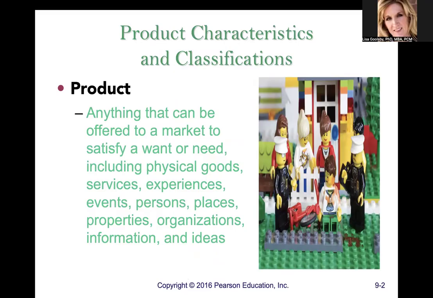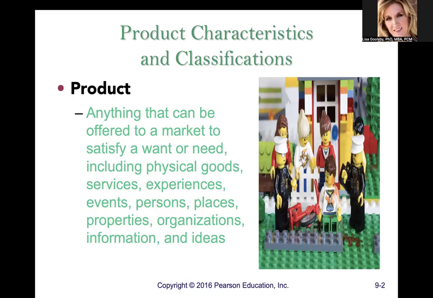So let's take a look at product characteristics and classification. Anything that can be offered to market, anything that satisfies a customer's want or need can be considered a product. So it could be a tangible physical good, something you can touch or feel. It could be a service, a visit to the doctor, dentist, or your accountant. It could be experiences, holiday travel. Maybe some of you are looking at where you're going to go or what you're going to do for Memorial Day. And so you're looking at travel locations.